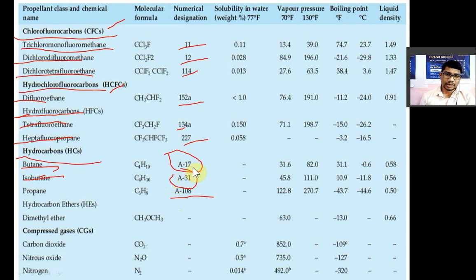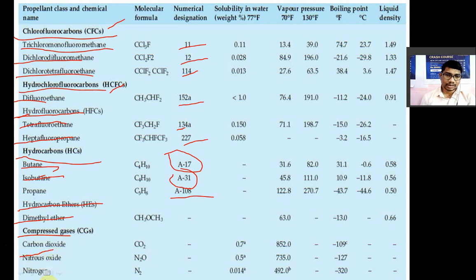बाद में हाइड्रोकार्बन ईथर्स. नेक्स्ट क्लास होता है आपका हाइड्रोकार्बन ईथर्स. इसमें है डाई मिथाइल ईथर. देन लास्ट क्लास होता है कंप्रेस्ड गैसेस. कंप्रेस्ड कार्बन डाइऑक्साइड, नाइट्रस ऑक्साइड एंड नाइट्रोजन. सो दीज आर द डिफरेंट क्लासेस ऑफ योर प्रोपेलेंट्स.